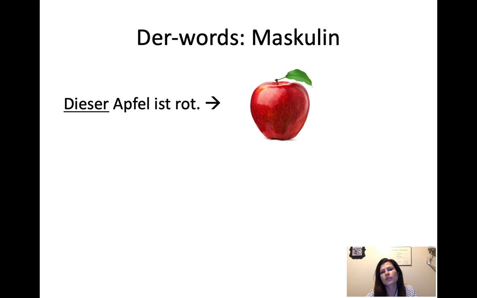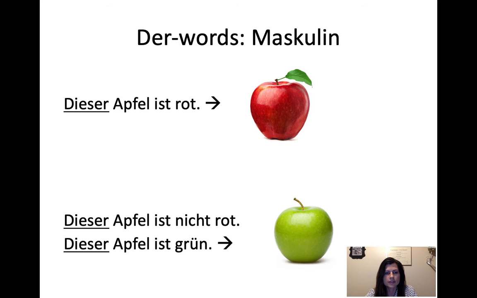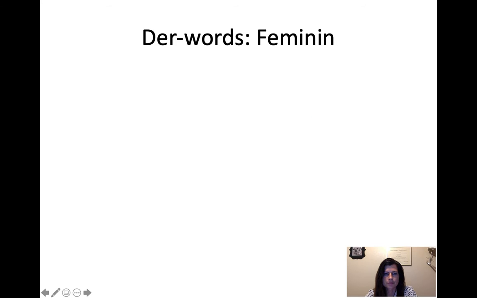So we can look, for example, at this one. Dieser Apfel ist rot. That's our masculine nominative. But dieser Apfel ist nicht rot. Dieser Apfel ist grün. So this is how you would use this, to point out this specific apple. This apple is red. This apple is not red. This apple is green. Dieser Apfel ist grün.